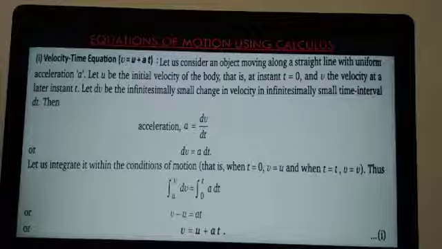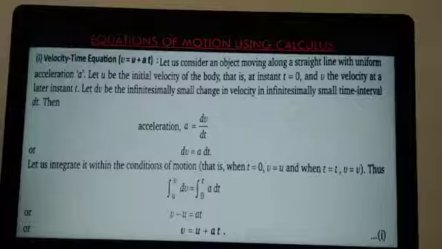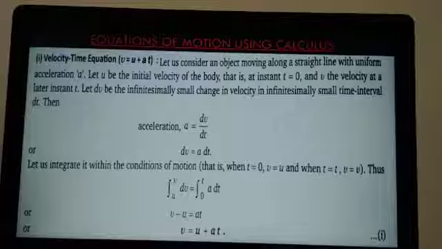So on the left hand side you are getting v minus u. On the right hand side you are getting at. So v is equal to u plus at. That is your first equation of motion. Is it clear?